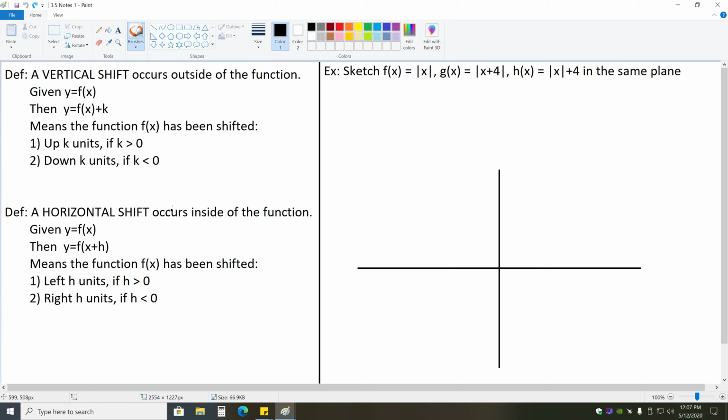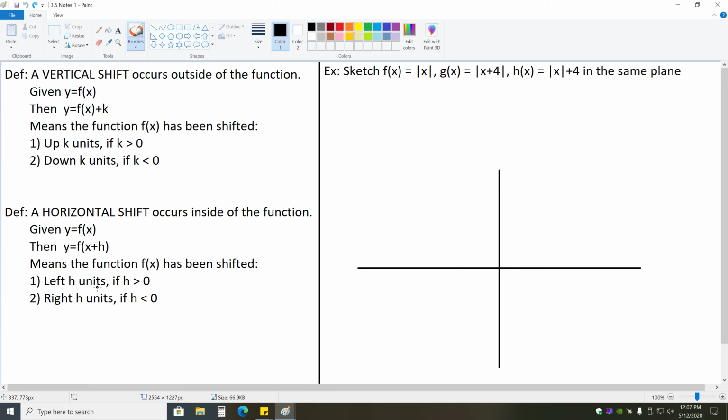A horizontal shift works almost exactly the same way, but a horizontal shift occurs inside of the function. So if you're given y equals f of x, then y equals f of the quantity of x plus h is a horizontal shift. Notice the constant is now being added inside of the function, within it. And we say that this means f of x has been shifted to the left h units if h is positive, and to the right h units if h is negative.